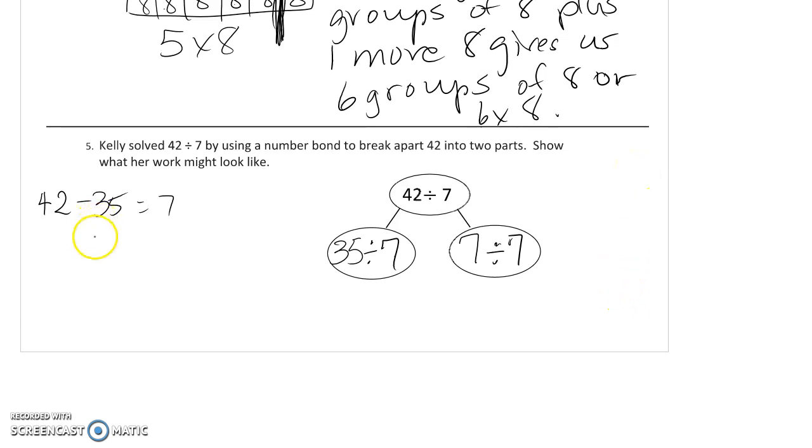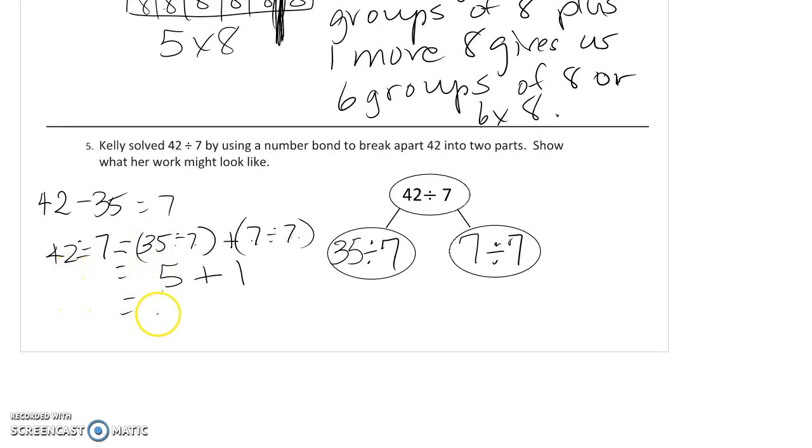So what we would do is we'd write 42 divided by 7 equals 35 divided by 7 plus 7 divided by 7. We just said 35 divided by 7 was 5, or 7 times 5 is 35, plus 7 divided by 7. Well, when you have the same number on both sides of the division sign, the answer is 1. So that tells us the answer to 42 divided by 7 is 6.